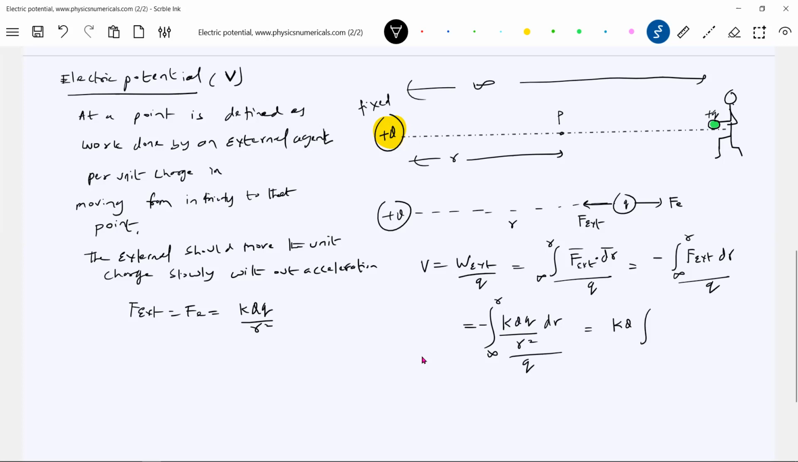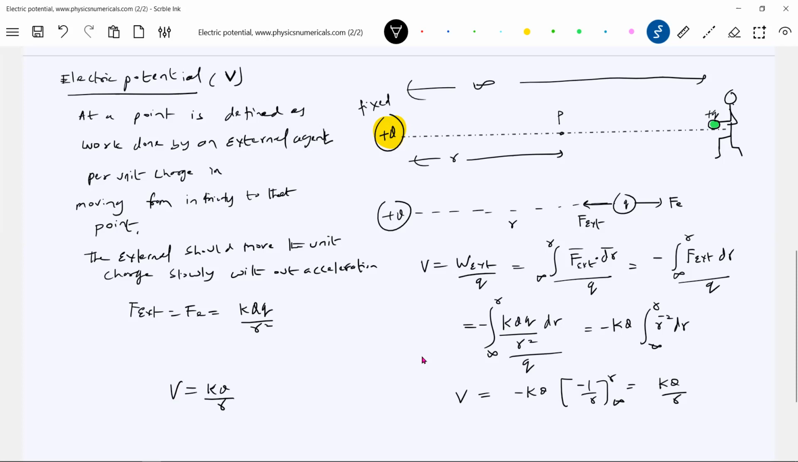Further, this will become equal to minus KQ times the integral of r to the power of minus 2, which will be minus 1 by r, from infinity to r. So finally, I'll end up with the equation: potential at point P is equal to KQ by small r. This will be our answer.